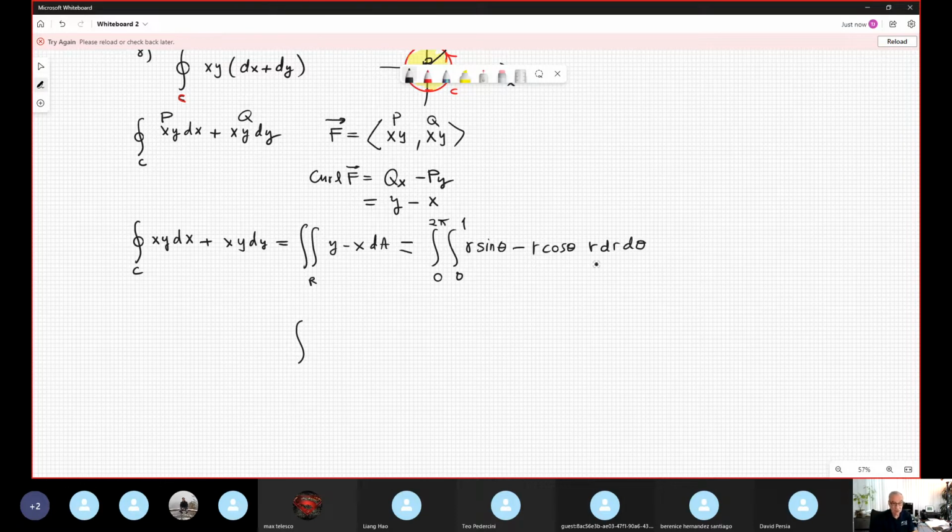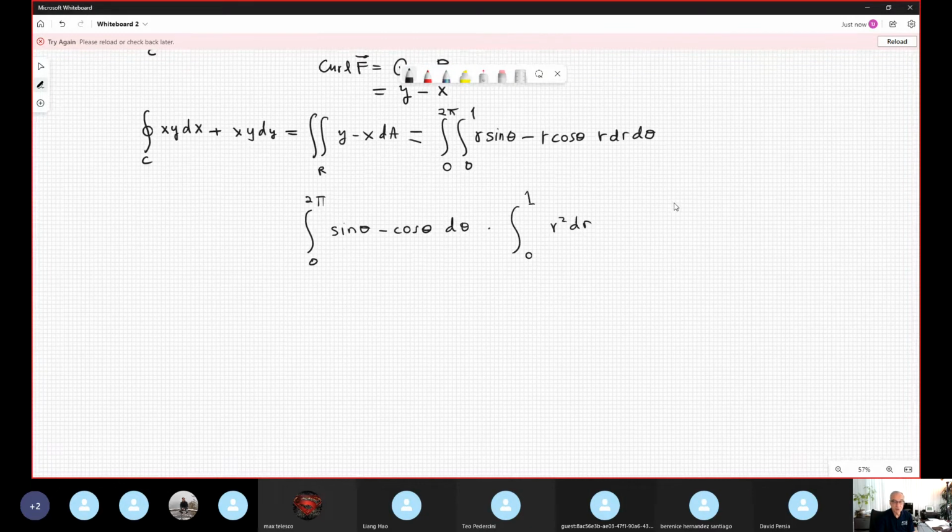Done. So the integral from 0 to 2 pi of the expression sine theta minus cosine theta d theta, multiplied by the integral from 0 to 1 of r, common factor, multiplied by the other r is r squared dr. Well, this is super easy. This is the antiderivative, r cubed divided by 3. Evaluating between 0 and 1 is 1/3.